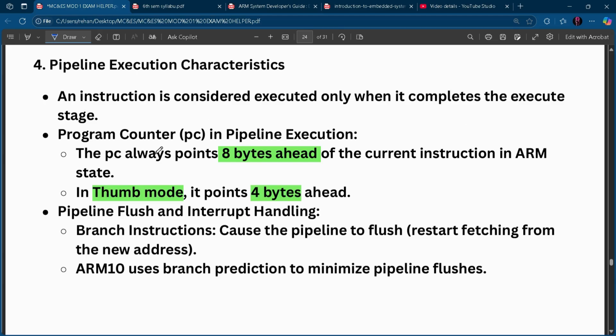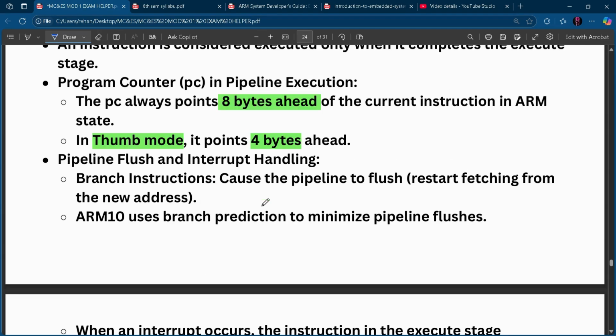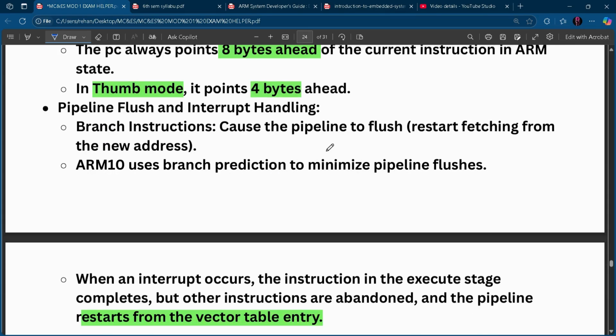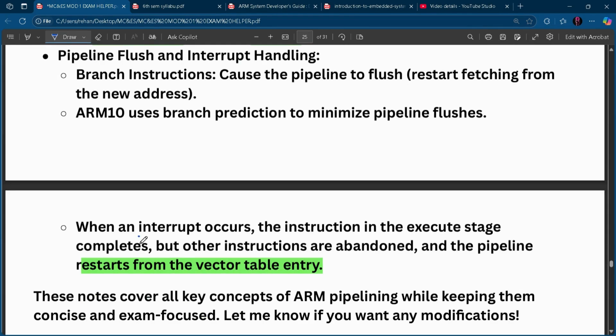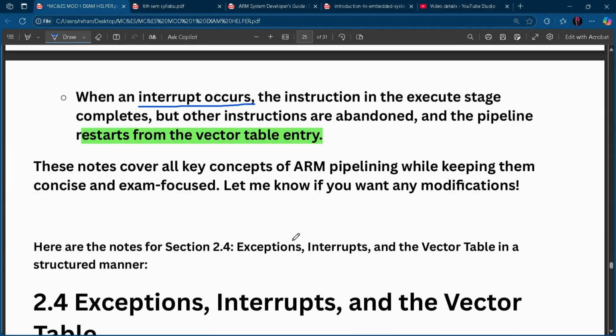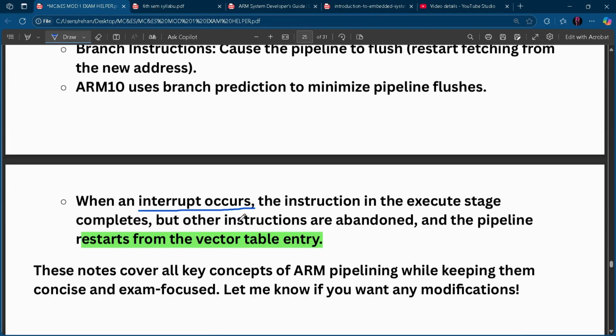Program counter in pipeline execution: the PC will always point 8 bytes ahead of the current instruction in ARM state, and in Thumb state it points 4 bytes ahead. Pipeline flush and interrupt handling: a branch instruction causes the pipeline to flush and restart fetching from the new address. When an interrupt occurs, the instruction in the execution stage completes, but the other instructions are abandoned and the pipeline restarts from the vector table entry. We will study the vector table in the next part.